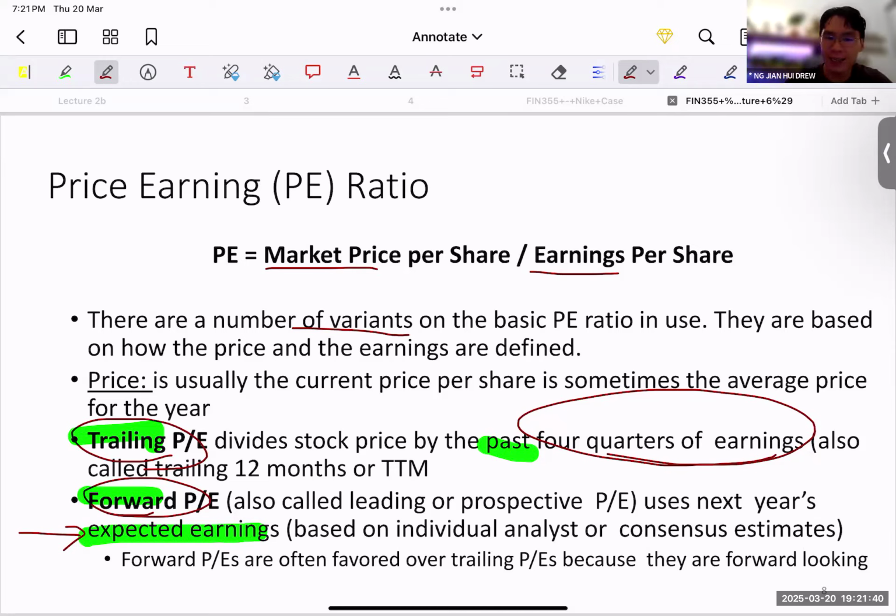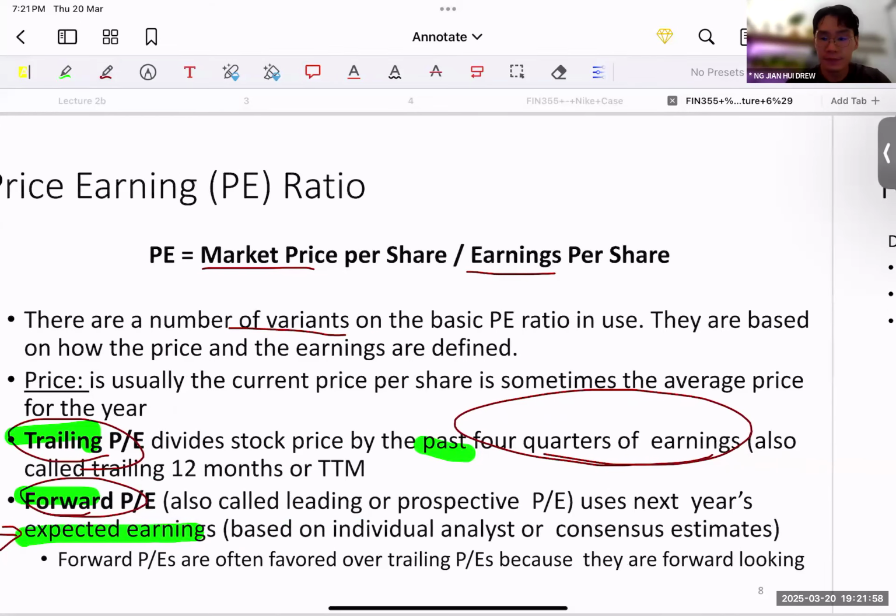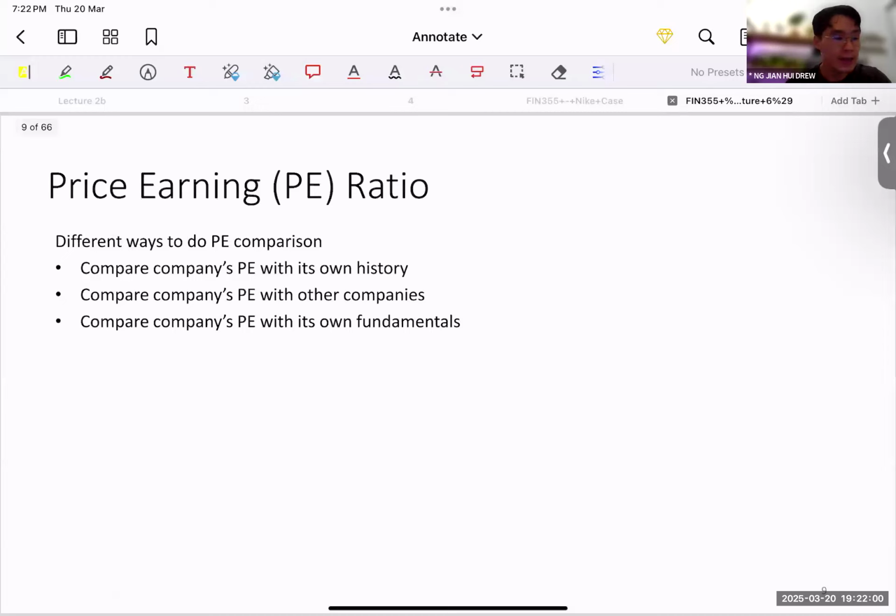Do you have any questions on the idea of what a PE is before we move on? No questions? Okay. So for PE, we can compare it with historical other companies, or you can compare it with its own fundamentals. And we'll have a look at how we do it in just a little bit.